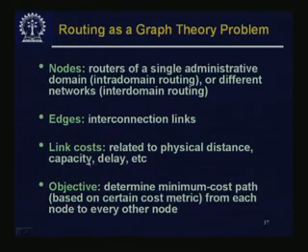Lastly, routing as a graph theory problem. We can look at routing as a graph theory problem, where the nodes are the routers of a single administrative domain or different networks, and edges are interconnection links, with link cost related to physical distance, capacity, delay, etc. The objective is to determine the minimum cost path. So, you can formulate it as a graph theory problem, and this particular problem can be handled in many different ways. We will see at least 2 different ways later on.